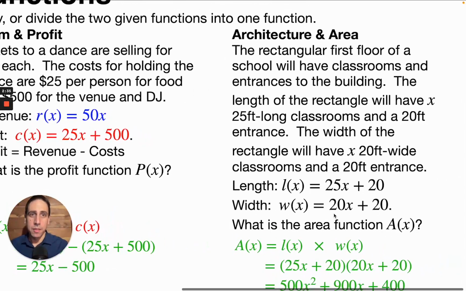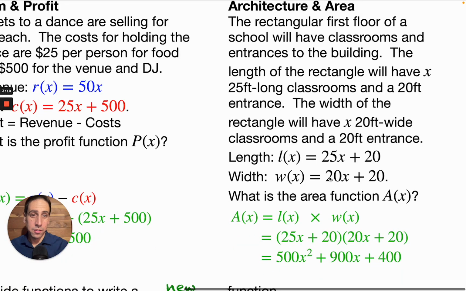Architecture and area. The rectangular first floor of a school will have classrooms and entrances to the building. The length of the rectangle will have x 25-foot long classrooms and a 25-foot long entrance. The width of the rectangle will have x 20-foot wide classrooms and a 20-foot entrance. So basically, you've got this rectangle where you don't know how many classrooms you might have, but you know that the length is 25 times that number of classrooms plus a 20-foot entrance. Width is going to be the same kind of deal, 20x plus 20.